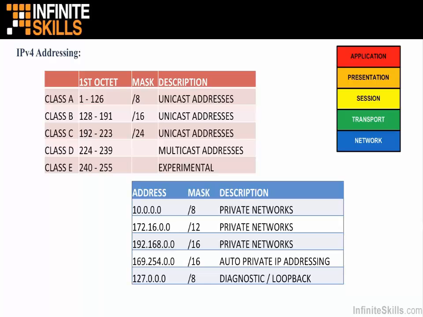Now, Class D is reserved for a special protocol called Multicast, or Internet Group Management Protocol, IGMP. And in this case, a multicast protocol will send one data stream out from a source computer, and it will assign Class D IP addresses to any number of nodes, client computers, that opt in for this particular transmission.